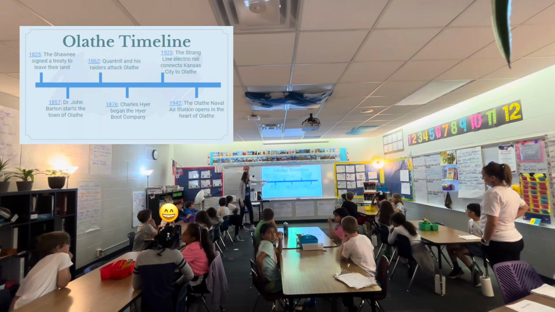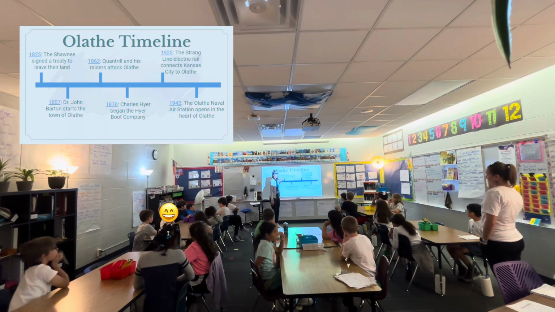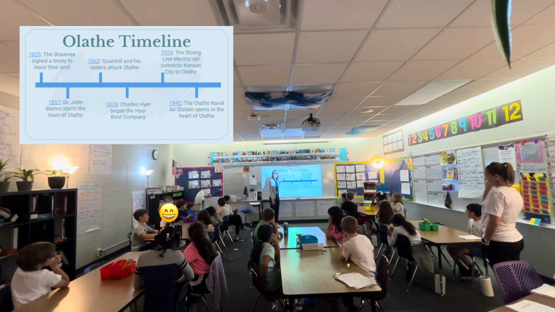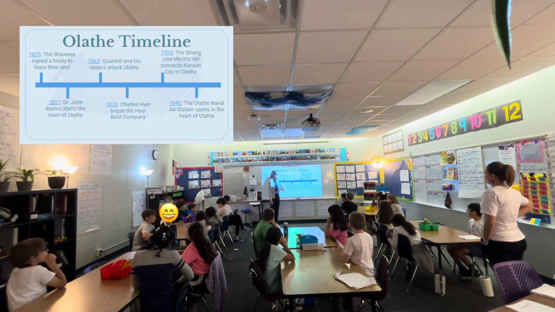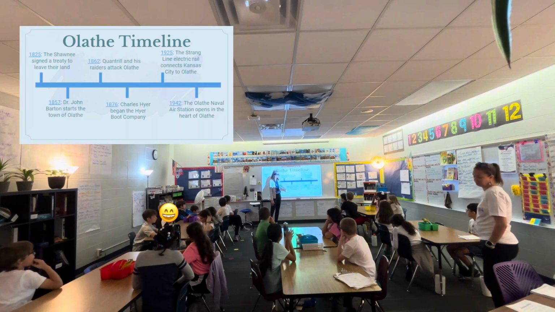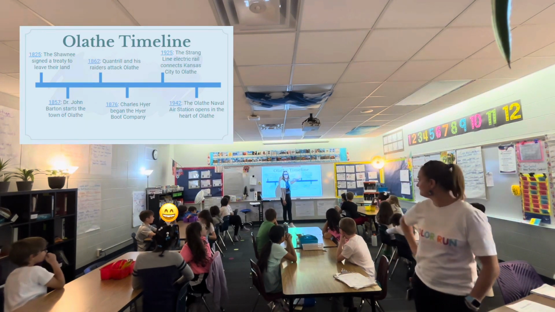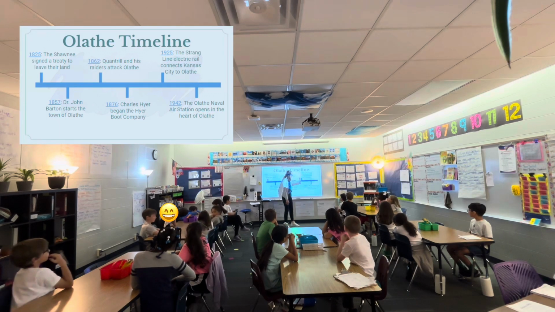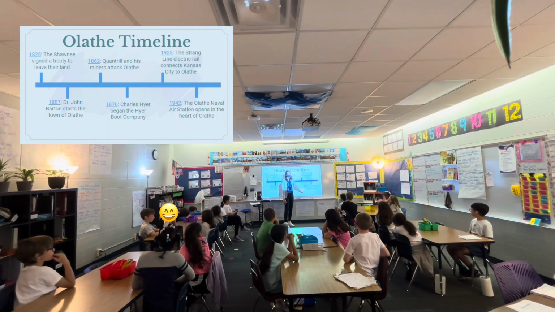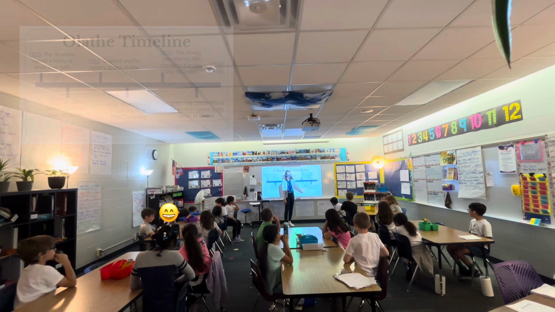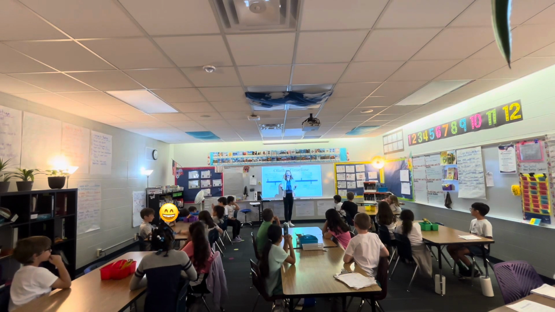We learned about the raiders attacking Aletha and how the Mojave farmstead played a role in that. We learned about the Hire Boot Company. We learned about the Strang Line electric rail connecting Kansas City and Aletha. And then we learned about the Aletha Naval Station. Yes? That is our entire book, guys.